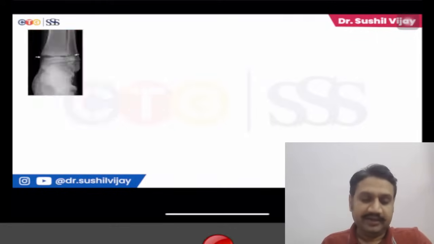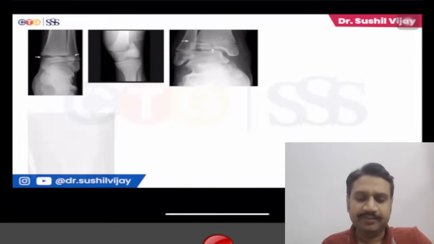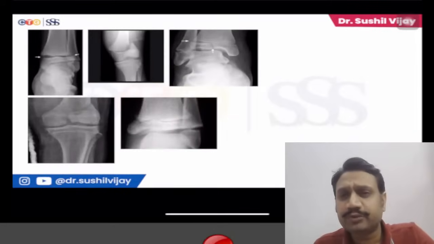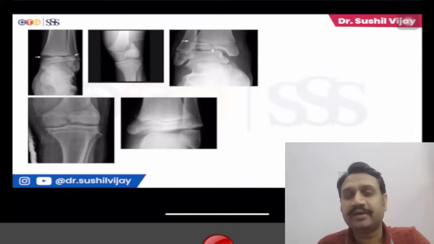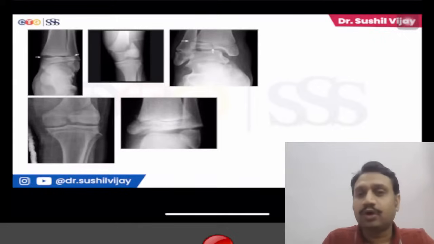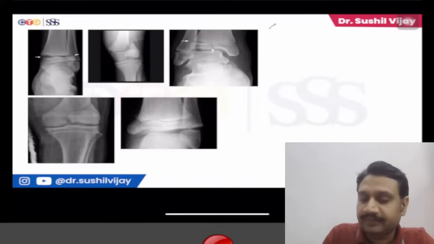Okay, great. Now these are the 5 pictures which I wanted to discuss. Again, a very, very important topic, and one question has been there in your recently conducted INI-SET exam as well, right? This is all about the injury to the growth plate, which is also called the physis.